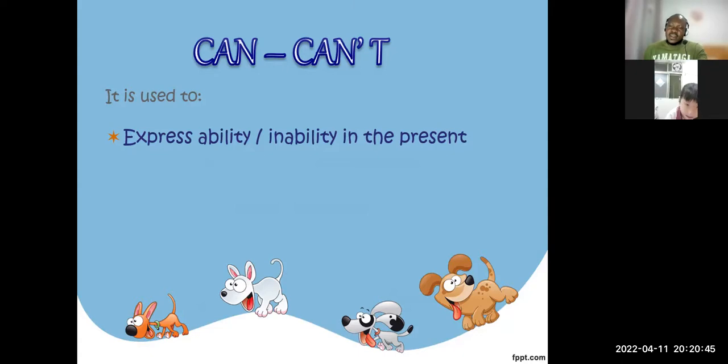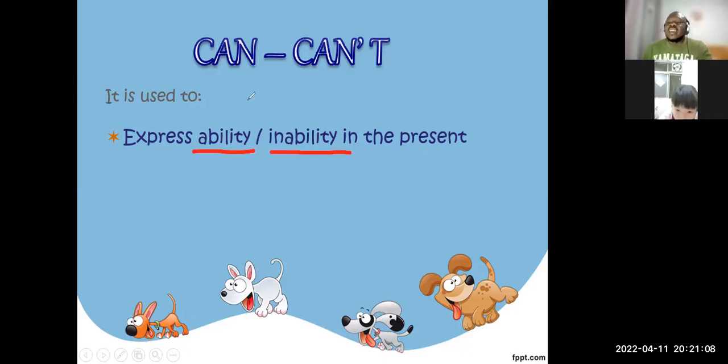What does it mean? So it means the ability. Can you fly? No. So the ability is right. You can't fly, right? The ability or inability, right?